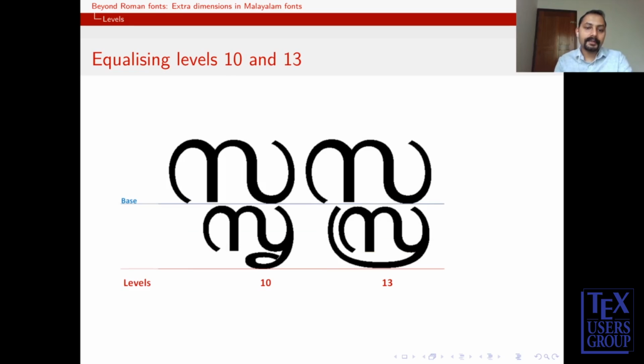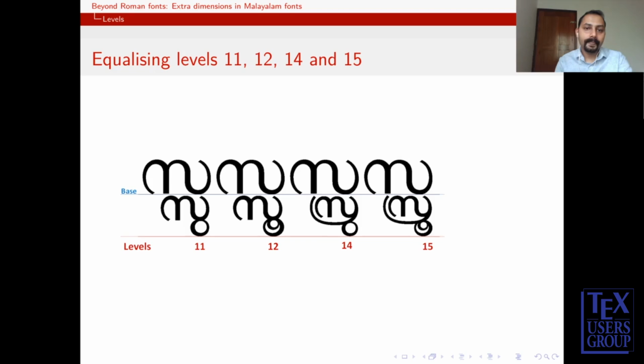Levels 10 and 13 could be equalized in a similar way. Levels 11, 12, 14 and 15 can also be equalized in a similar way. Here, pay special attention to the first two conjuncts, su and su, that's with a double u on the second conjunct, that's levels 11 and 12.